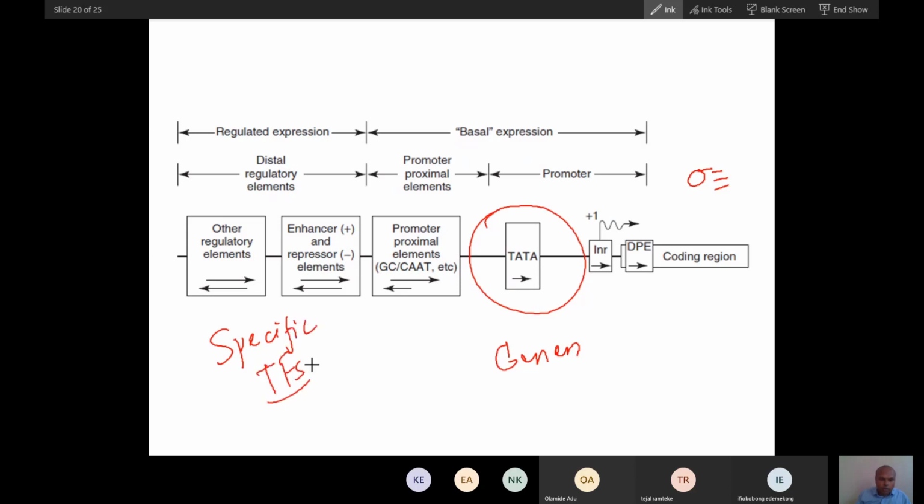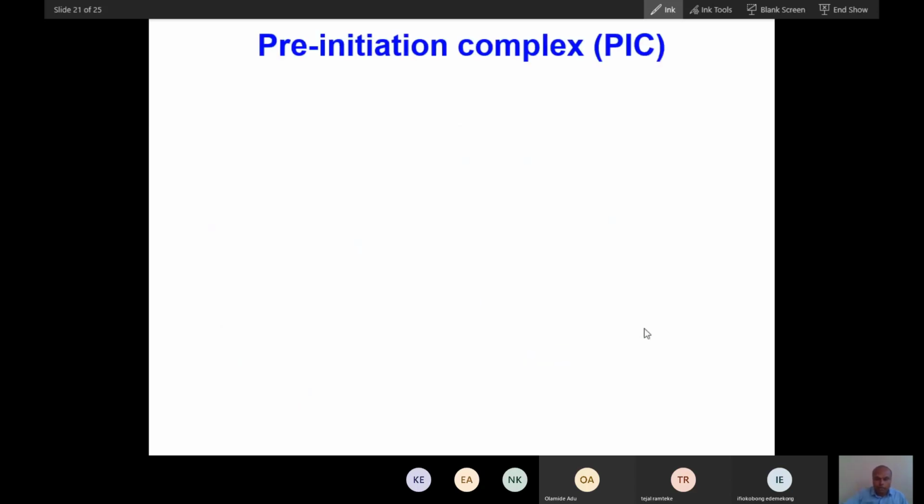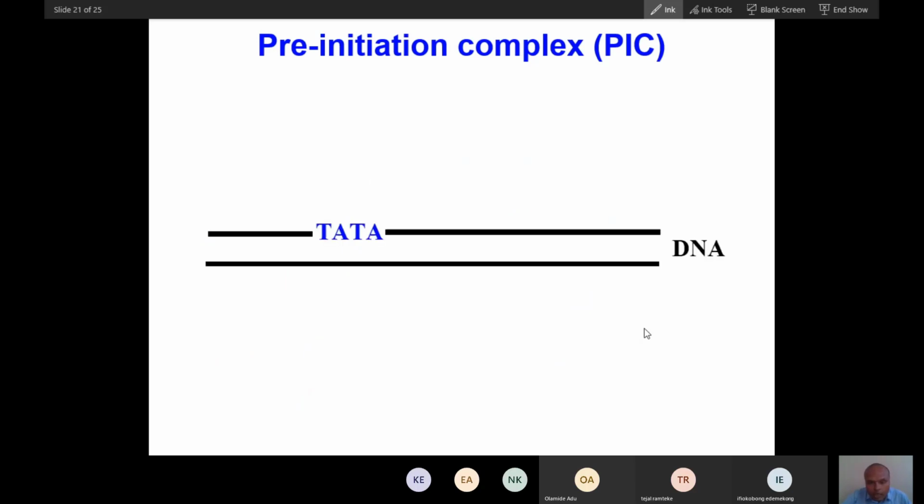Remember, transcription factors bind DNA and stimulate transcription, and those are called transcription factors. These are the general transcription factors. Remember, the general transcription factor is nothing but the sigma factor in eukaryotes. So there are 6 transcription factors that will bind like this.